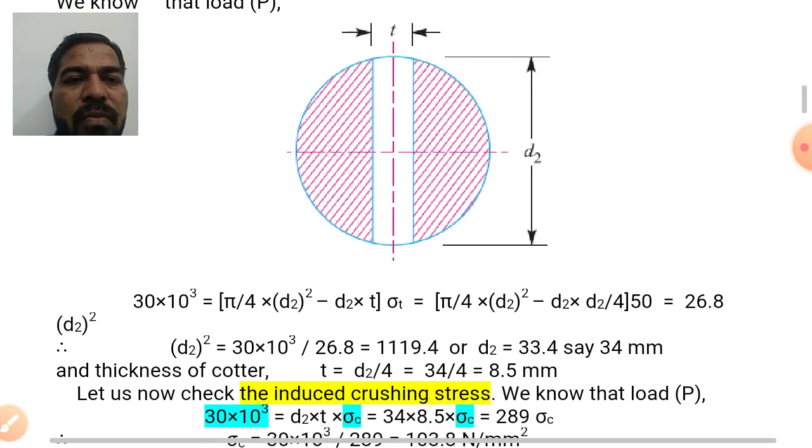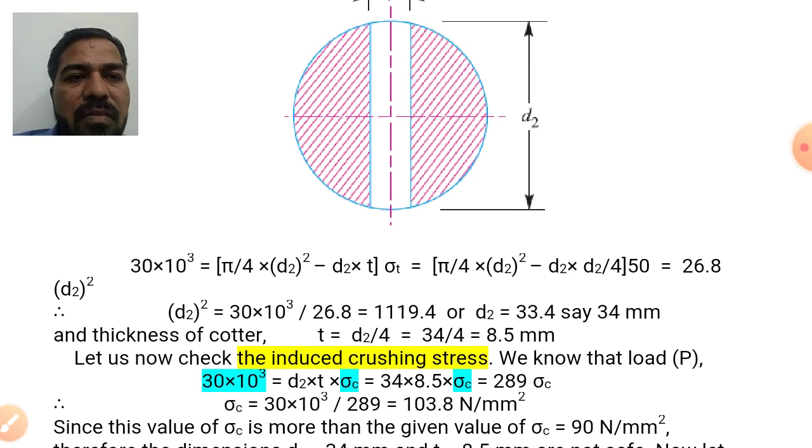Here we will obtain d2 is equal to 33.4. According to standard, we can say approximately d2 is equal to 34 mm, and the thickness of the cotter t is equal to d2 by 4. So t is equal to 8.5 mm.